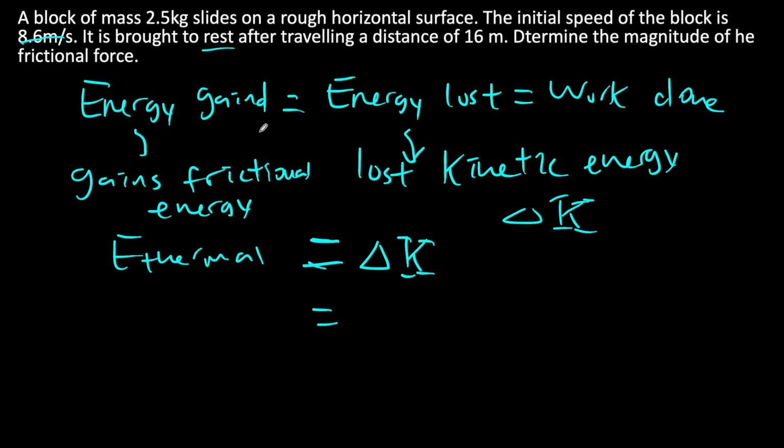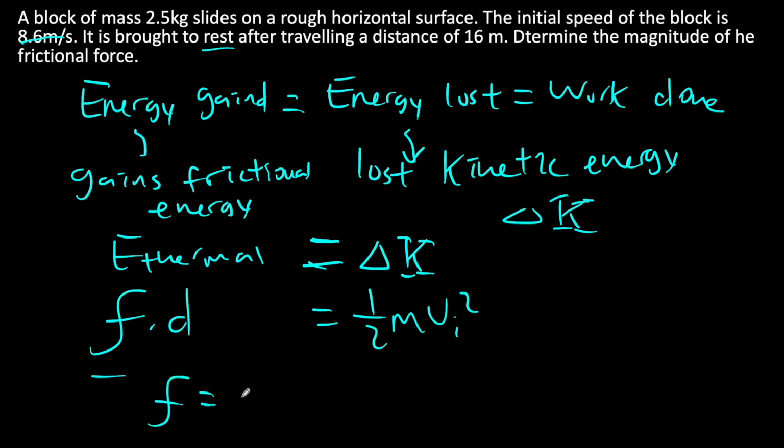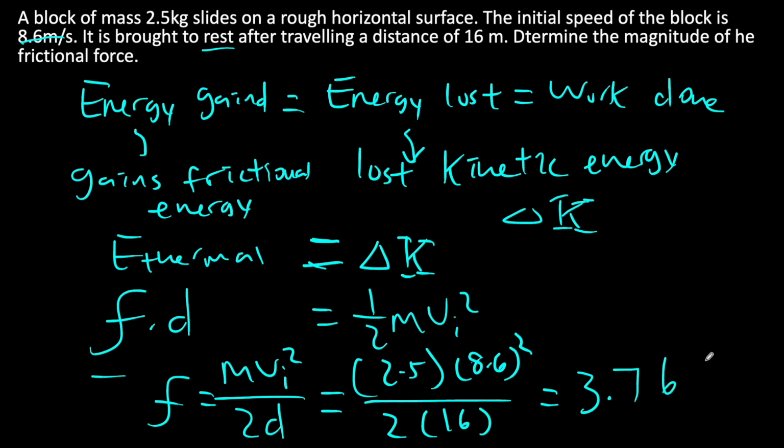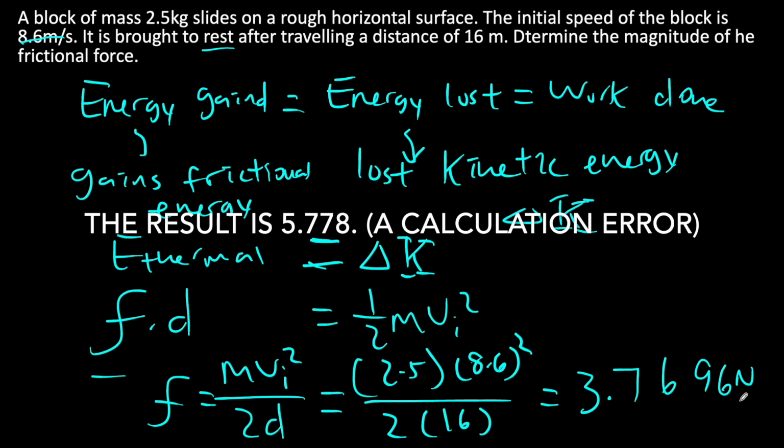So work done by friction is equal to F times D. Final kinetic energy is equal to 0. So delta K is just equal to the initial kinetic energy, half m v_i squared, and then you can solve for F. So F is equal to m v_i squared over 2d. So you just plug in the numbers again. The speed is this one, over 2 times 16. This is also equal to 3.7696 Newton. So two different ways of solving the problem, we got the same result.